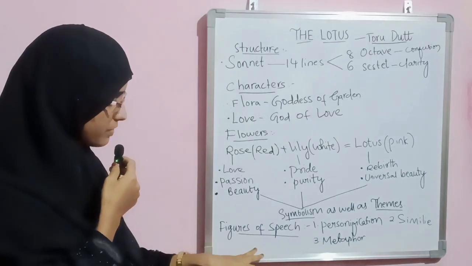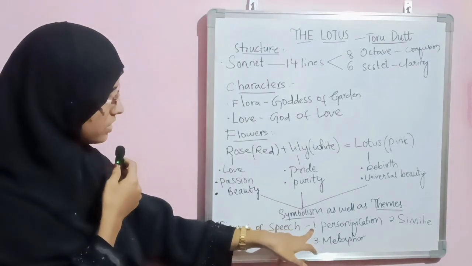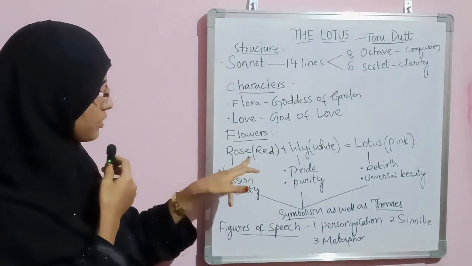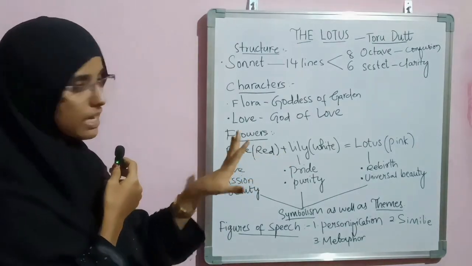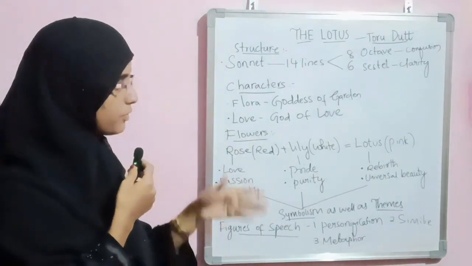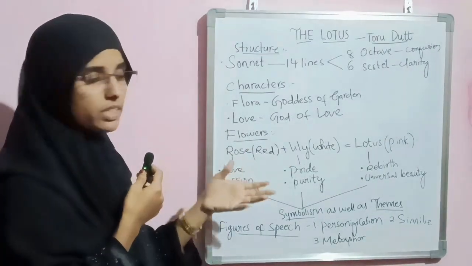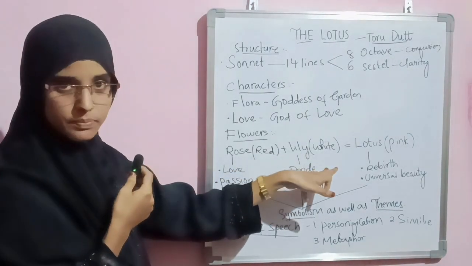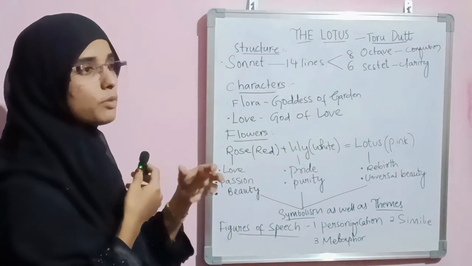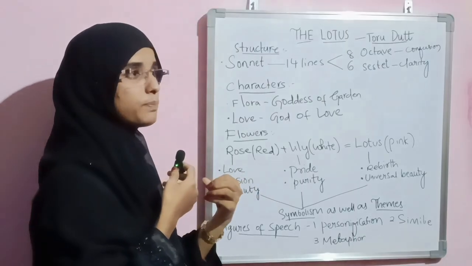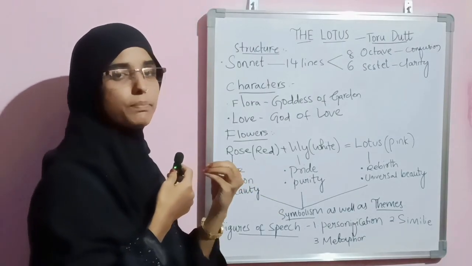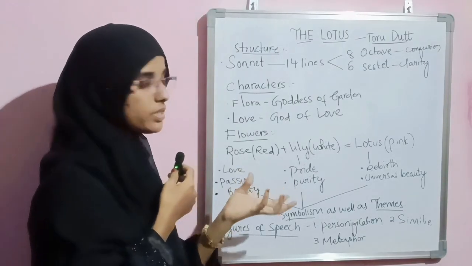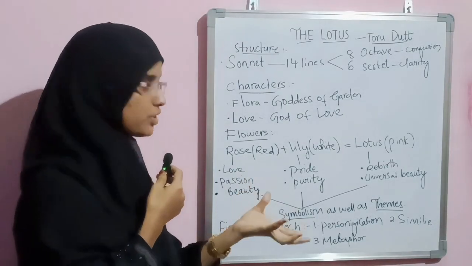Back to the figures of speech. What is personification here? See, the red rose and white lily are flowers, non-living things, but we are comparing them with humans. We are comparing the rose as Eastern people and the lily as Western people. We are comparing them with human characters, so it is known as personification.